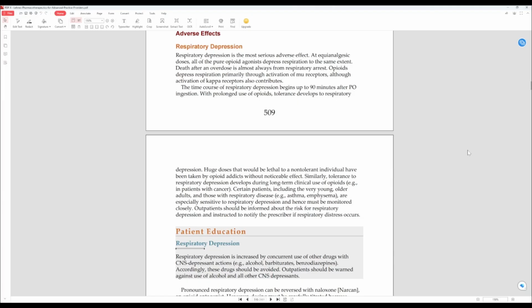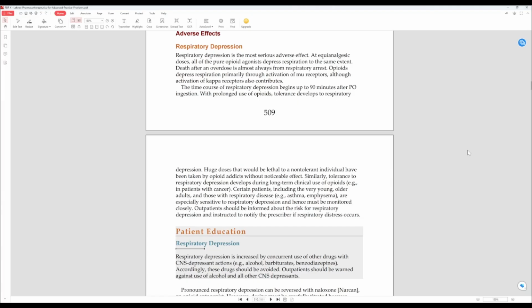Respiratory depression. Respiratory depression is the most serious adverse effect. At equianalgesic doses, all of the pure opioid agonists will depress respiration to the same extent. Death after an overdose is almost always from respiratory arrest. Opioids depress respiration primarily through activation of mu receptors, although activation of kappa receptors also may contribute.